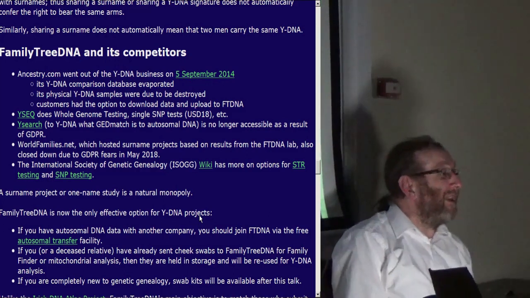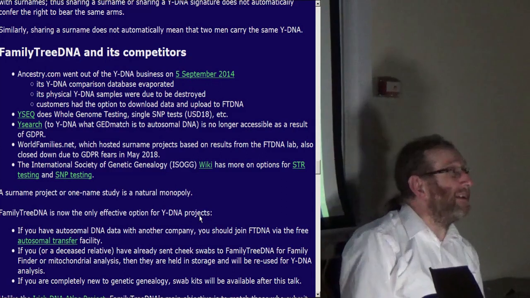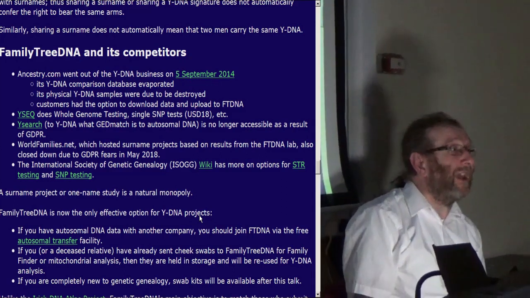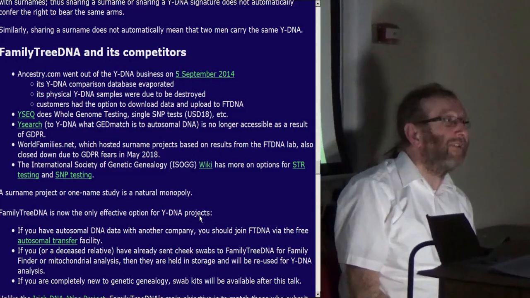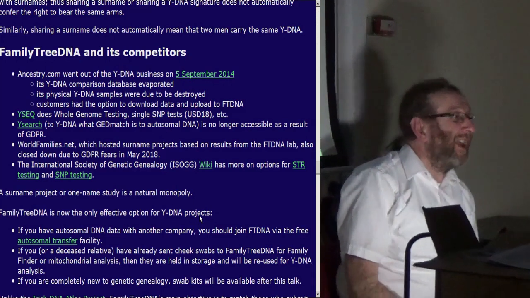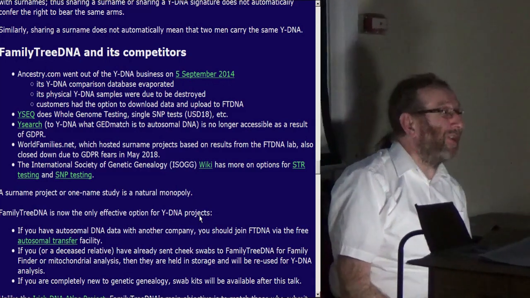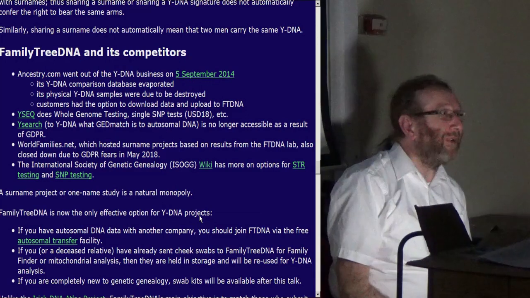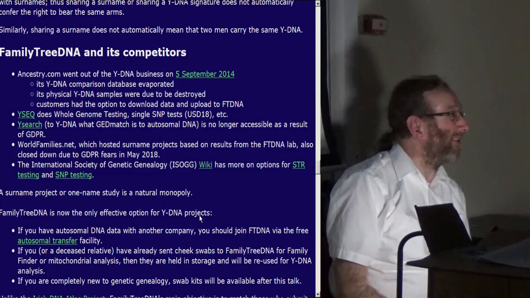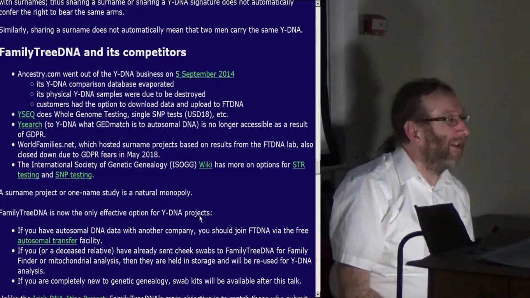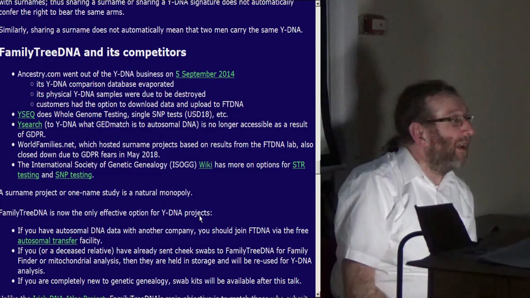And there was a row. They wanted to destroy the actual Y-DNA samples, including Y-DNA samples from deceased people who had no surviving male line relatives, which is really destroying our history. I can't remember whether they actually went ahead and did it, but certainly it was delayed because there was a lot of lobbying to stop them doing it.